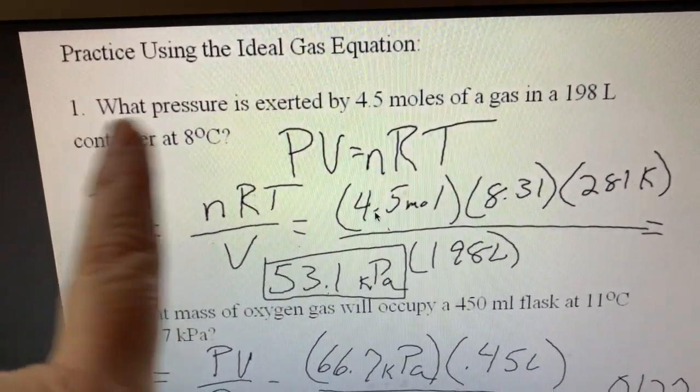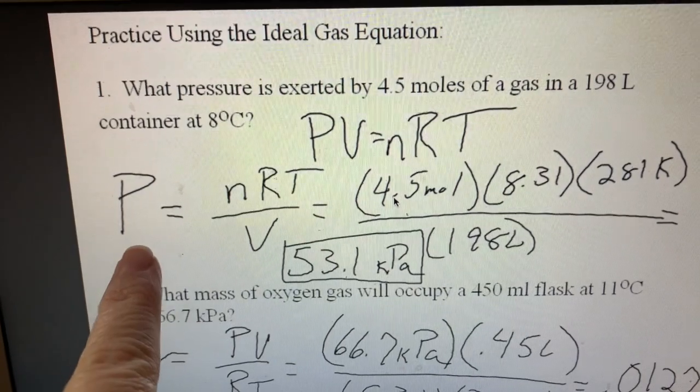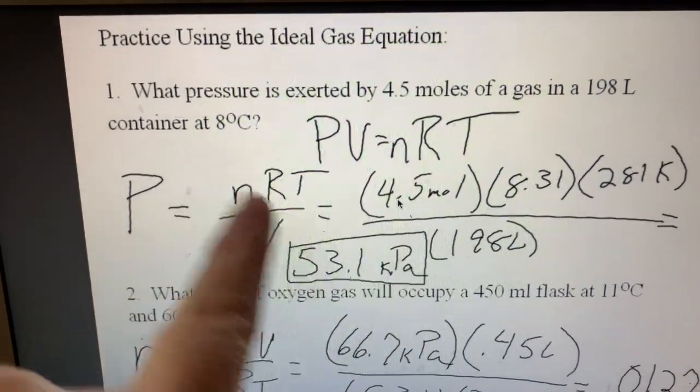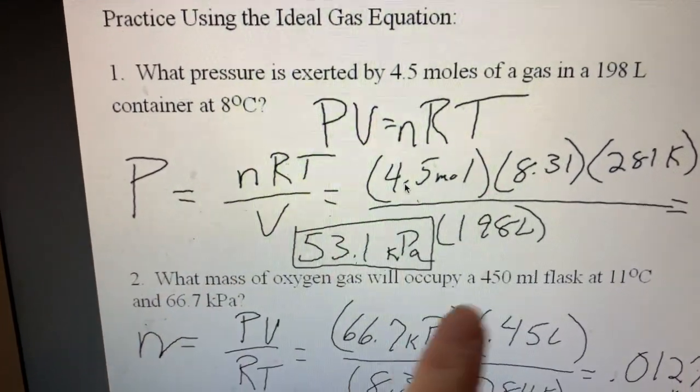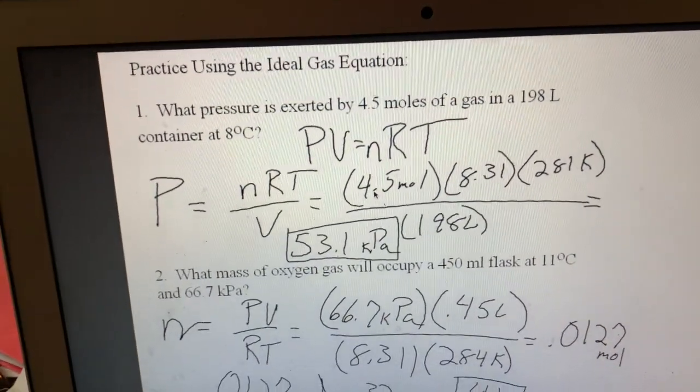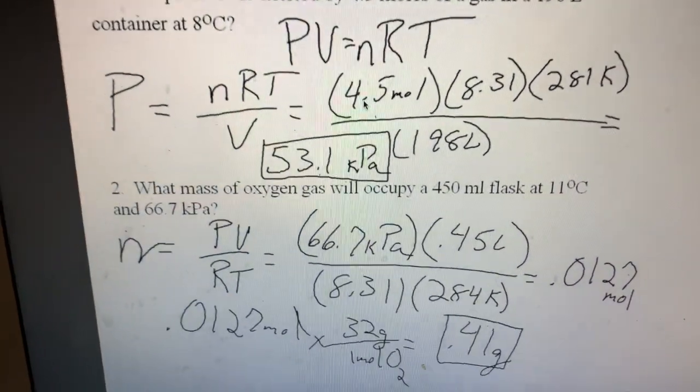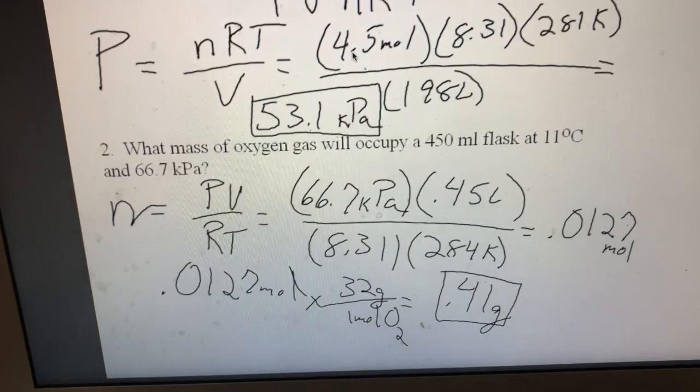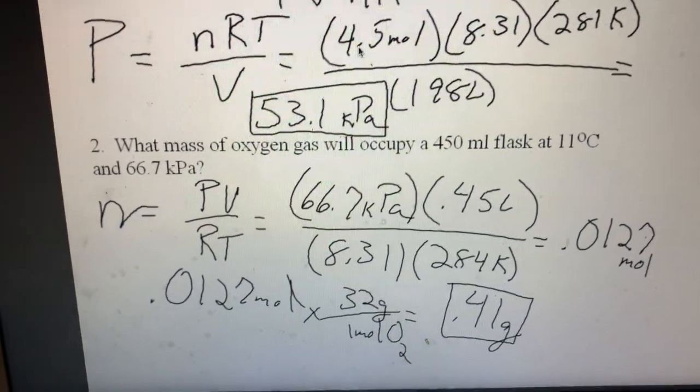So what pressure? I'm going to solve for P. I like to do my algebra first, solving, putting my variables in, and I get about 53.1 kilopascals. All right, let's look at number 2. Number 2 took a little bit more work because it's 2 steps.